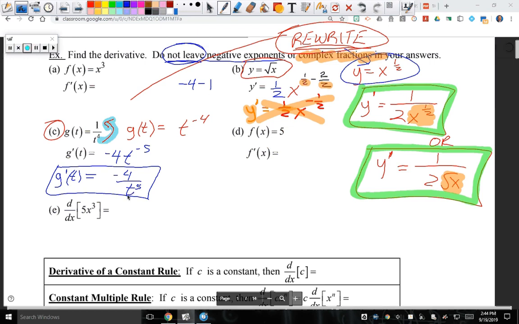So D is asking for the derivative of 5. Okay? Anyone, what do you think the derivative of 5 is? Just say it out loud. 0, right? Okay. Why is it 0? Because it doesn't have an x. What other questions or answers are there?